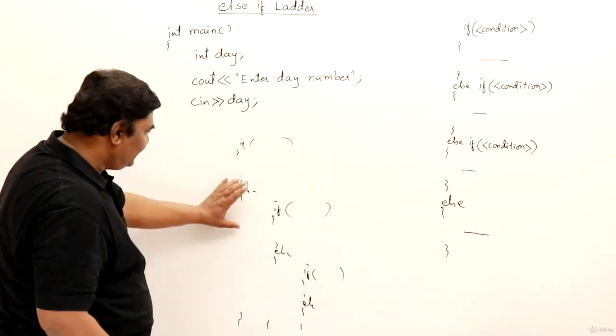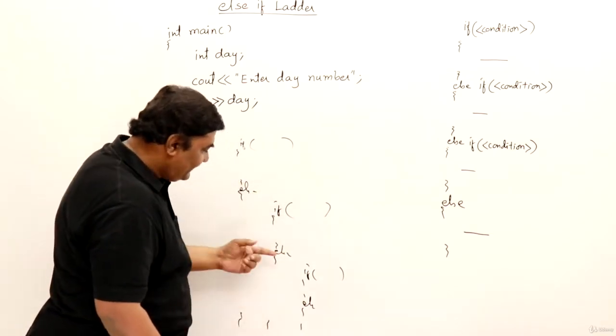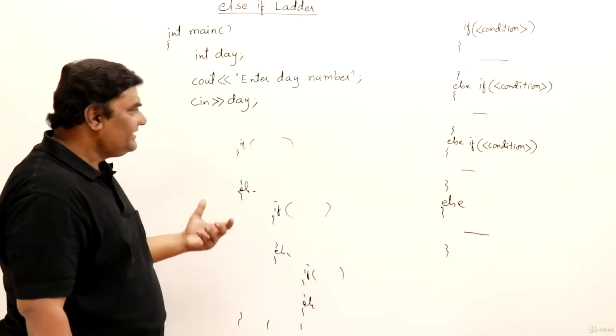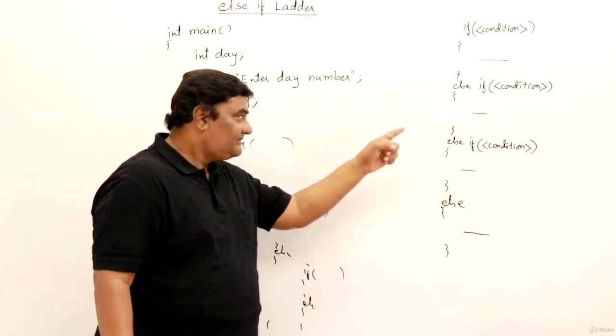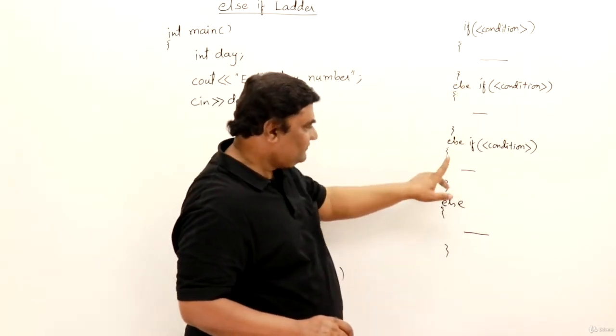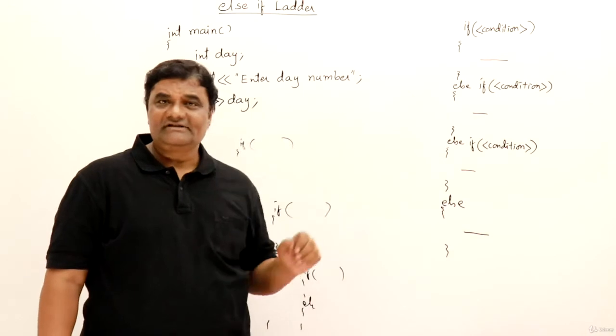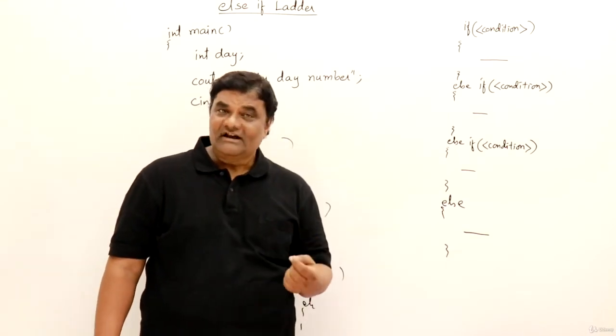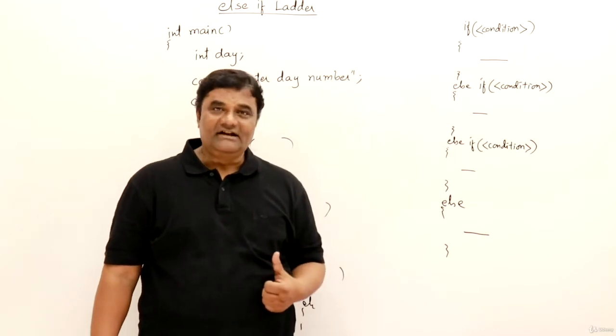So this is if, inside else, again if else is there. Inside else, again if else is there. If you write like this, it looks very congested. So this is better. This looks like a ladder. From here we can climb down, down, down, down. That's why it is called an else if ladder. Now let us write a program using this else if ladder.